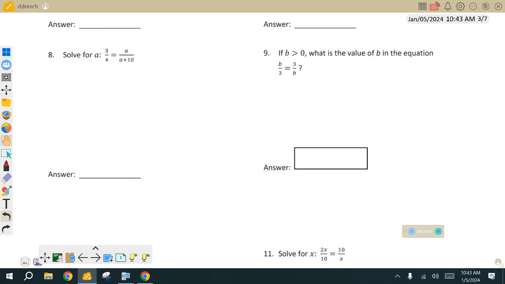So the next one. Cross products, set them equal: its numerator times denominator is equal to the other numerator times denominator. Cross product: 3 times a plus 10 is equal to the other cross product, 4 times a. Now, as I've written up here, I've written it incorrectly. What's incorrect up here?